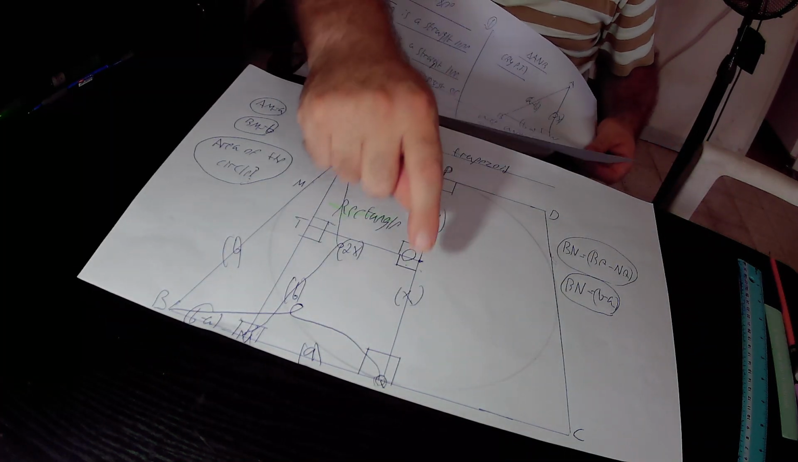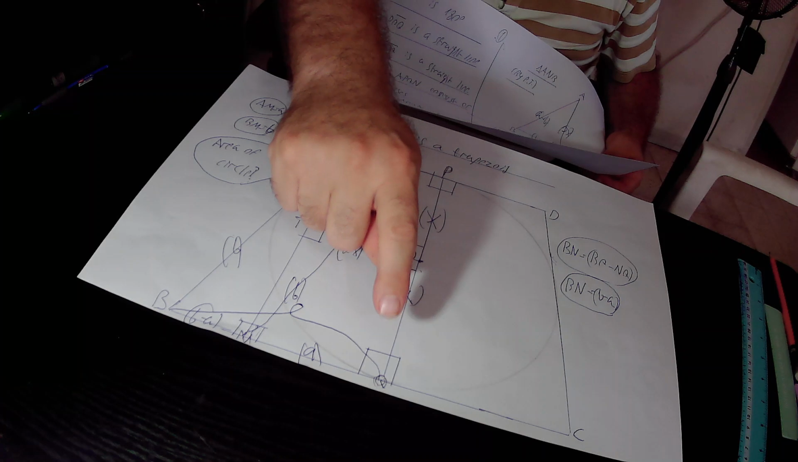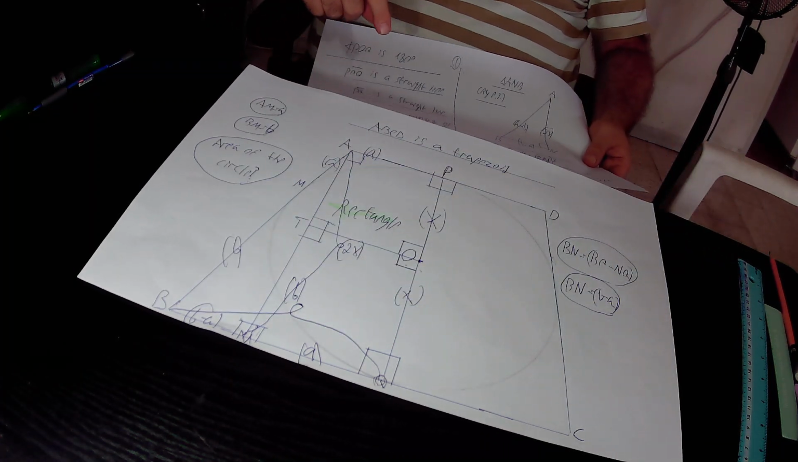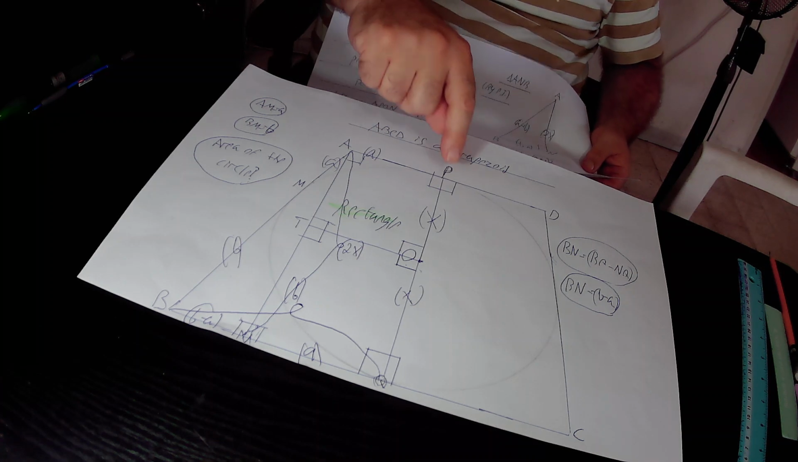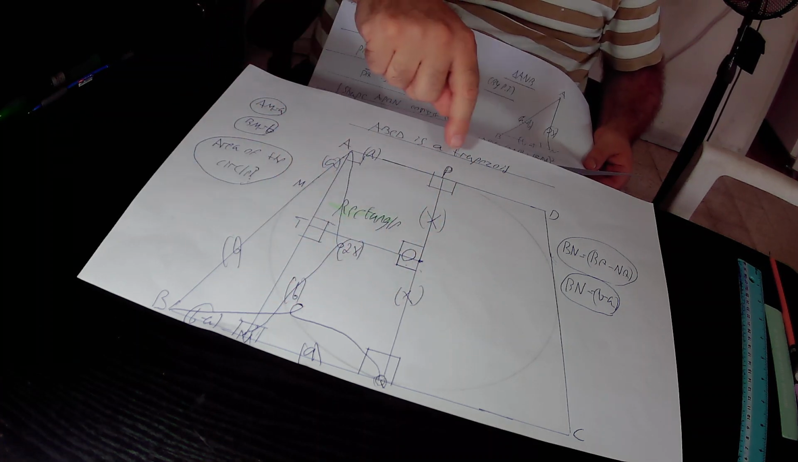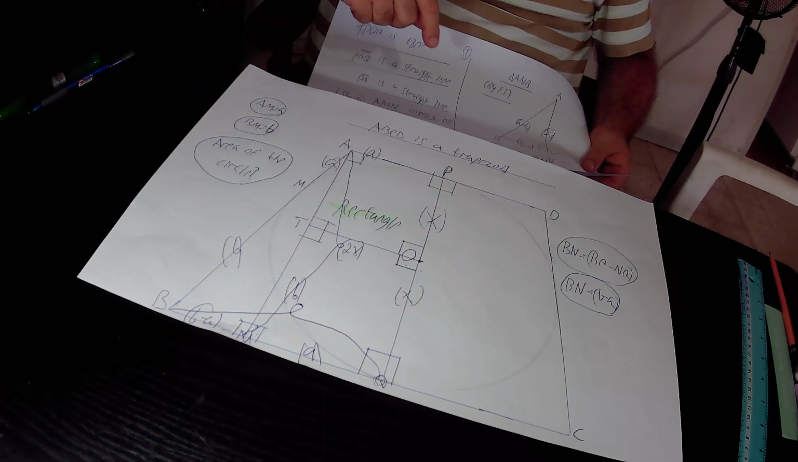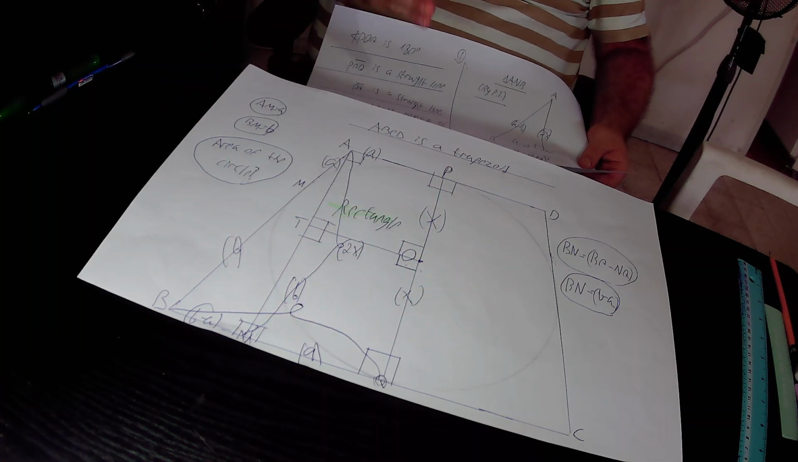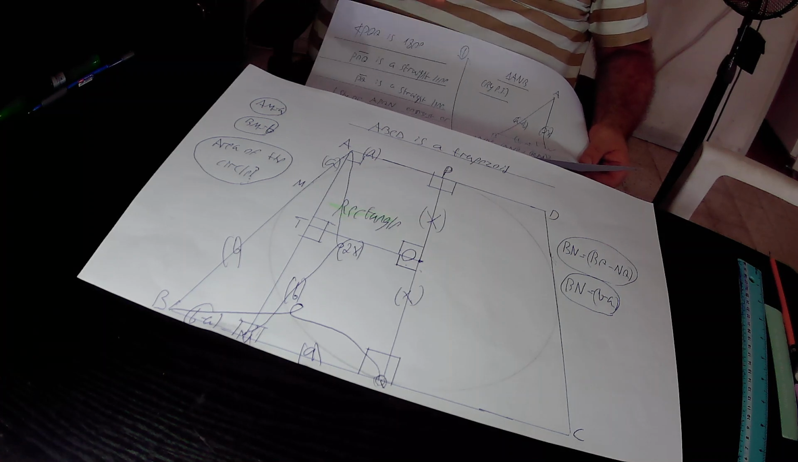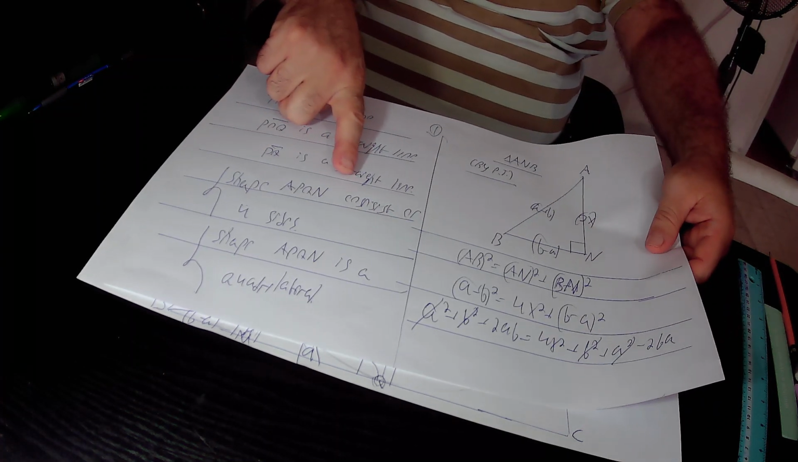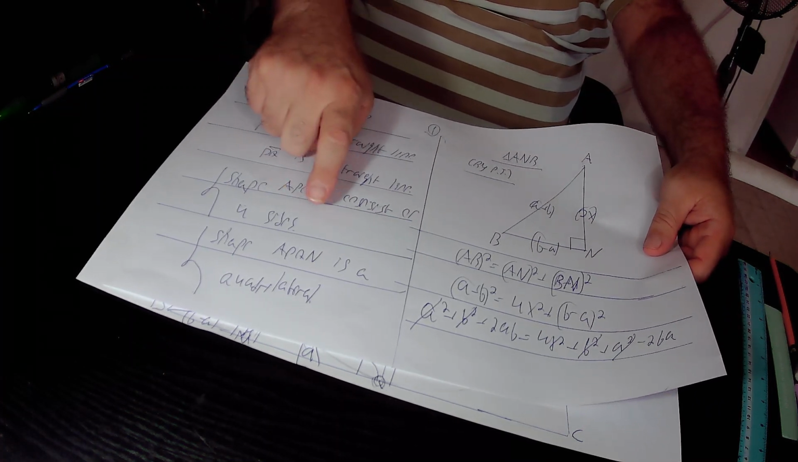If POQ is a straight line, then PQ is also a straight line. PQ is a straight line, and therefore, shape APQN consists of four sides: 1, 2, 3, 4. And because APQN consists of four sides, it is a quadrilateral. So shape APQN is a quadrilateral.